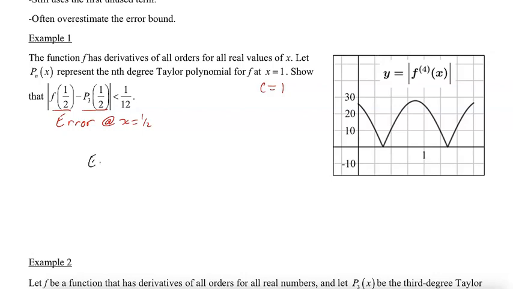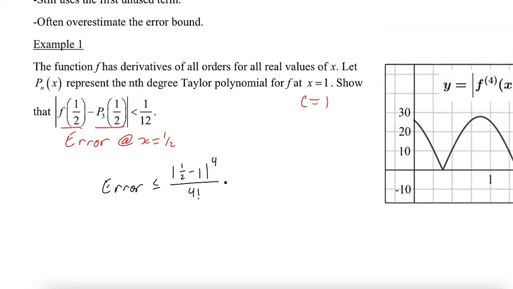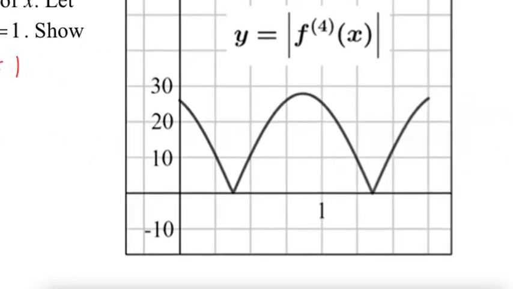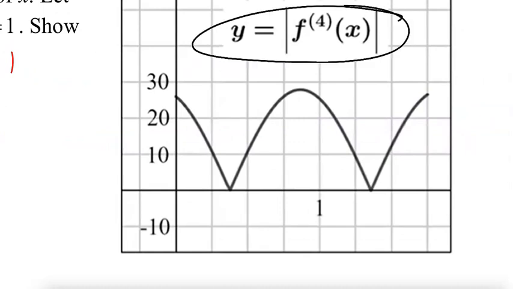So I'm going to say that the error must be less than or equal to the absolute value of x minus c, so 1/2 minus c, which is 1. Again, that is an absolute value, to the what power? Well, n plus 1, the next unused term. Since this is a third degree polynomial, the first unused term will be the fourth degree. So over 4 factorial times the maximum of my fourth derivative. Well, how do I find the fourth derivative if they don't give me any information? But wait a minute, they do. So the maximum, this is my fourth derivative. This is the absolute value of my fourth derivative.